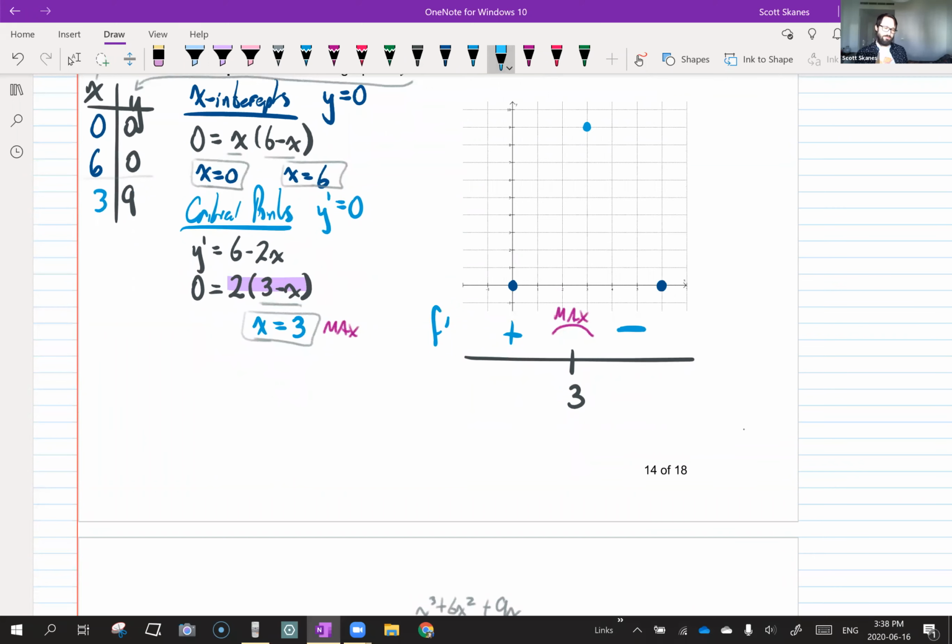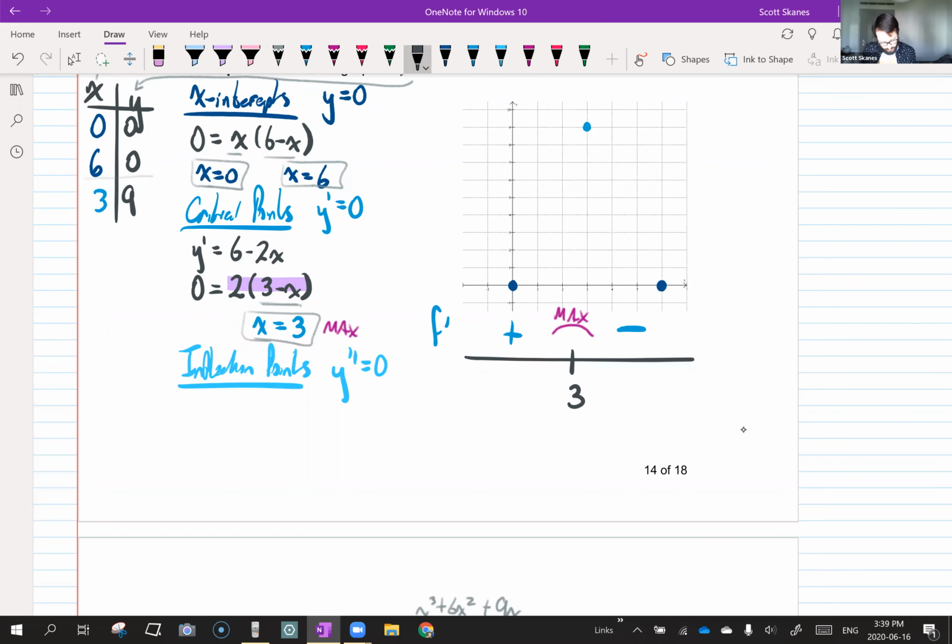What's my next and final step? What's it called when I find the last thing? F double prime, that's right, Mohammed. What kind of points are they? What am I solving for? It's where the function would twist, the concavity or inflection, yeah. So we're looking for inflection points. So that's when y double prime equals 0.